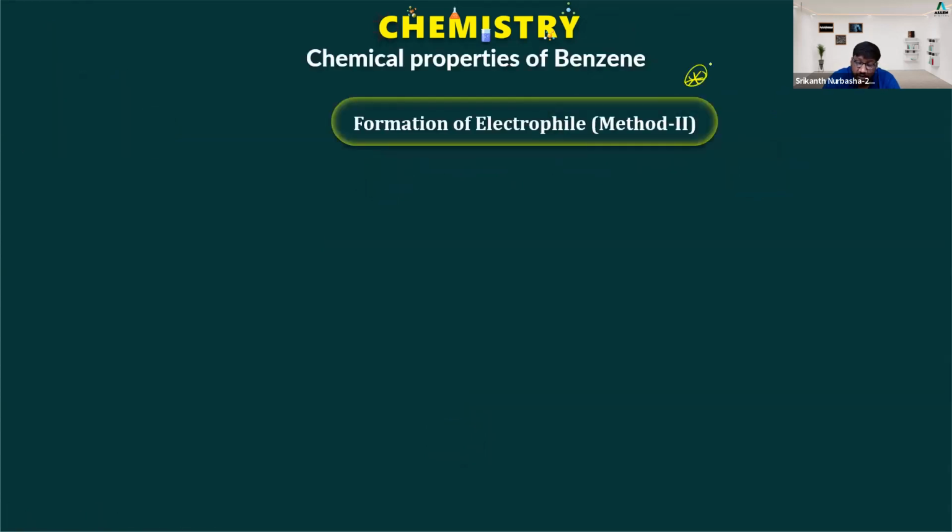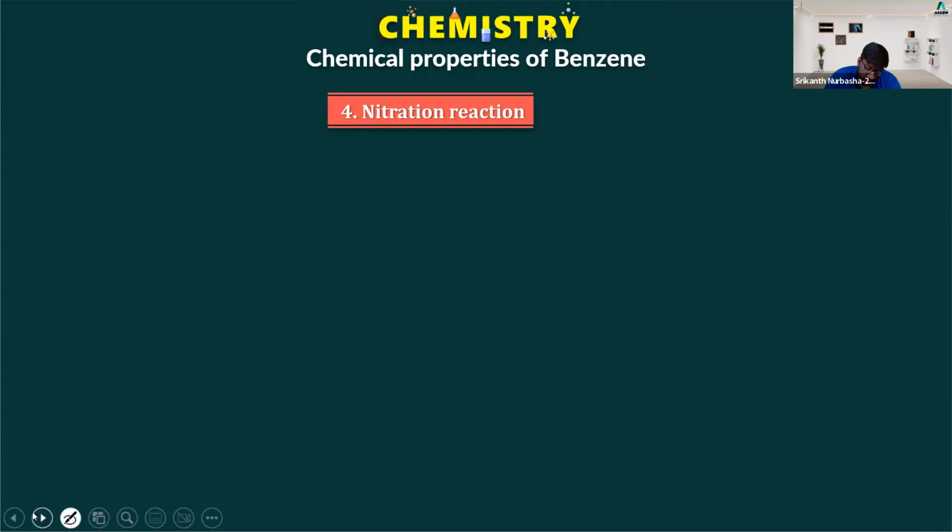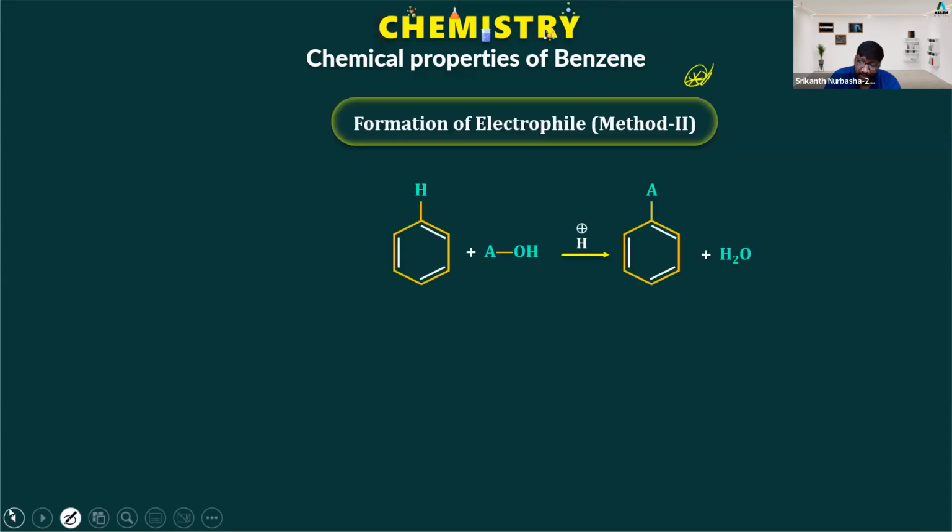Formation of electrophile, method 2. Like in method 1 we have used the Lewis acid, and in method 2 you can think of any other substitutions. Yes or no? So we have benzene reacting with AOH in the presence of H plus ion. It will lead to the formation of an A group substituted on the benzene, and H2O is released back. So what is that AOH? What is that H plus? How is the A attacked?